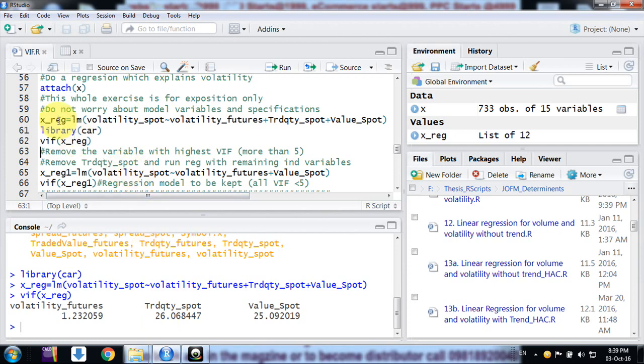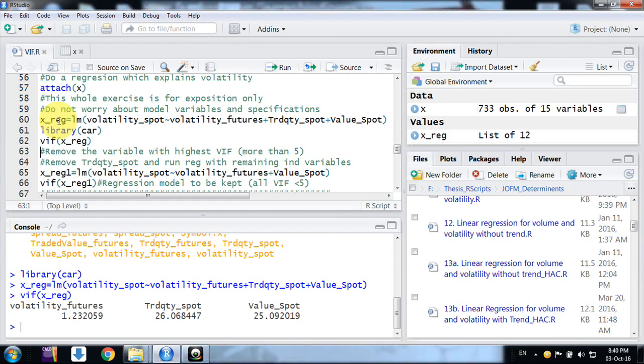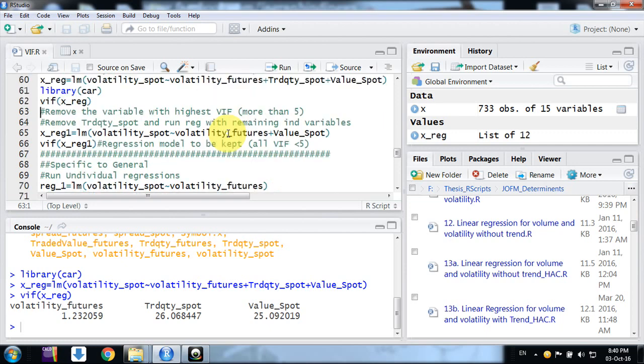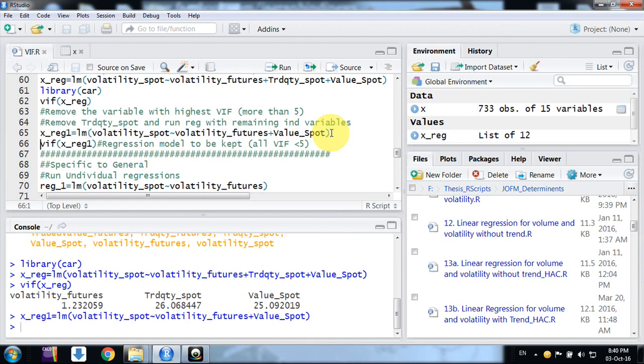This was my first general regression. I am just removing the variable that is highly multi-correlated. Remove that variable and just run another regression in the next step. That's why it's called stepwise regression. This is my first step. Now move to the second step. In the second step, I would drop the variable with the highest VIF. So I'm just dropping this variable, trade quantity spot. With the remaining two variables, volatility of futures and value spot, I am running the next model and computing VIF for this again.